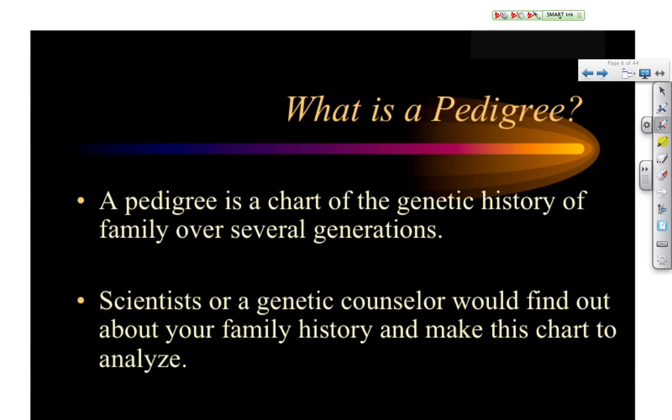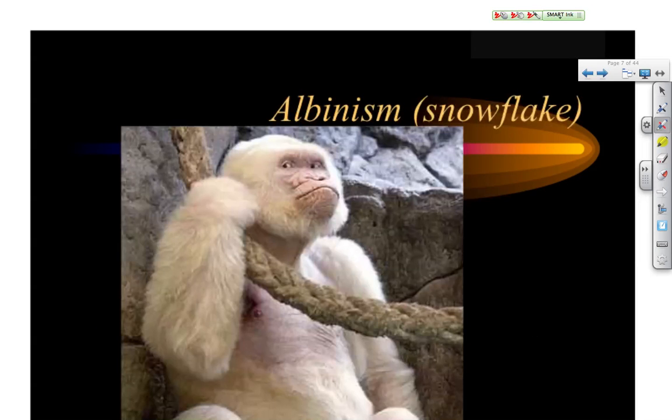Scientists or genetic counselors would find out about your family. They would do a survey of who had what and who your aunts and uncles were. And then they would make this chart and they would color in the symbols to indicate who was actually a carrier or who actually had specific traits. And then from the patterns they see, they can also predict using Punnett squares what you might have.